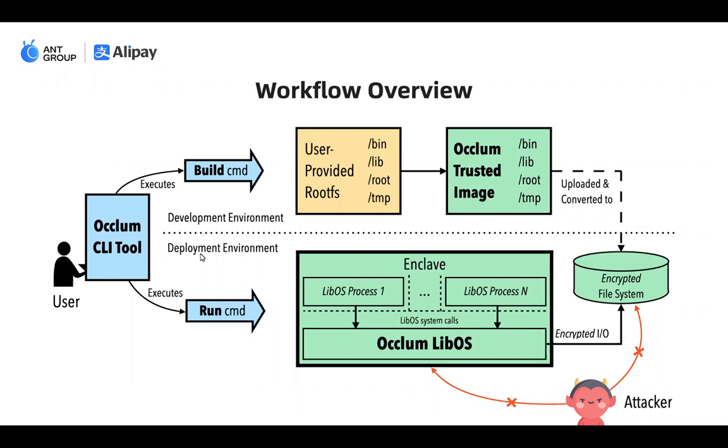In the untrusted deployment environment, you use the Occlum run command to start a new enclave, and the LibreOS will load the image. The LibreOS will check the integrity of the Occlum trusted image, and every I/O to the storage will be encrypted. So this is how it works.